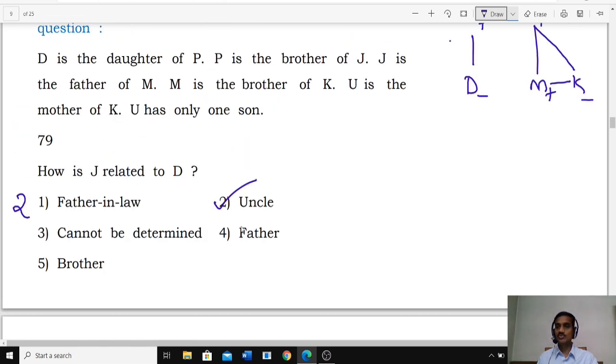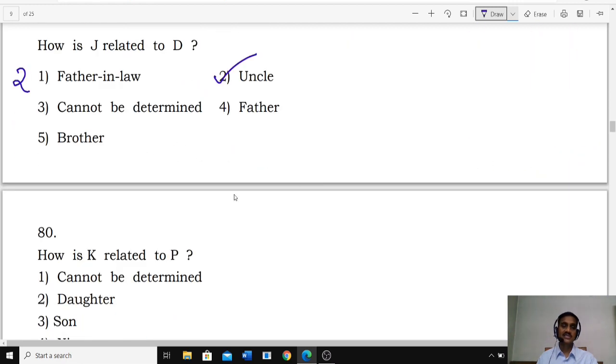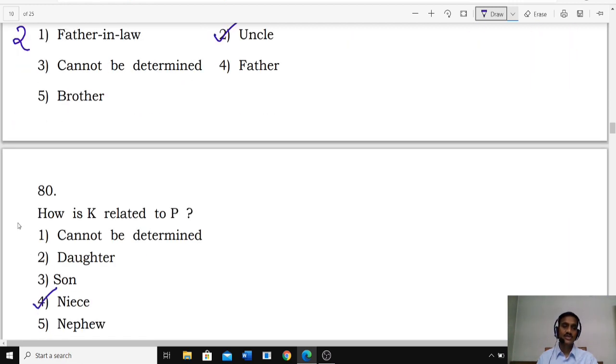80. How is K related to P? P's brother's daughter. A brother's daughter, a sibling's daughter, is a niece. That is choice 4, 80.